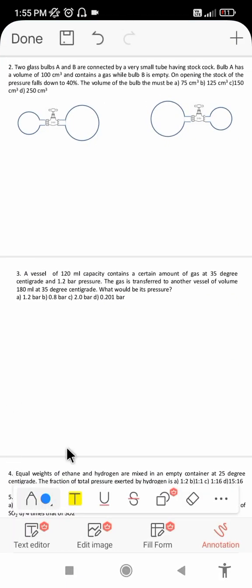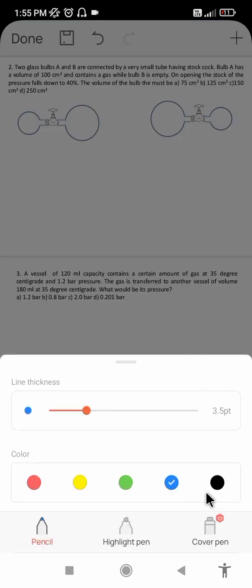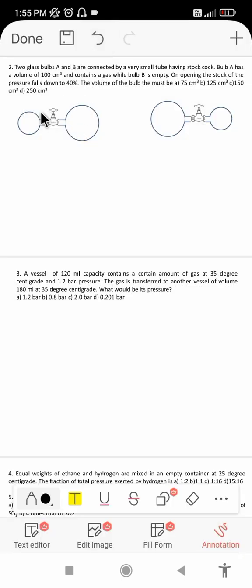This is our second problem. What does the second problem say? Two glass bulbs A and B are connected by a small tube having a stopcock. Bulb A has a volume of 100 centimeter cube and contains a gas, while B is empty. So let us assume this is VB. On opening the stopcock, the gas goes from A to B, and the pressure falls down to 0.4. The volume of the bulb must be, okay, they have given options.